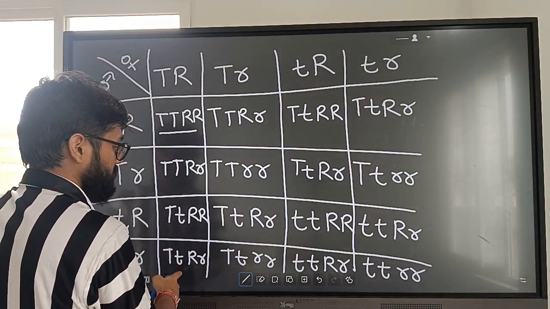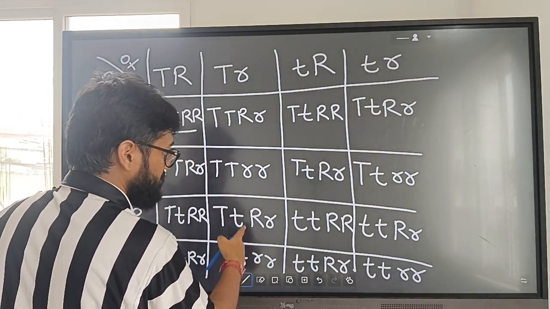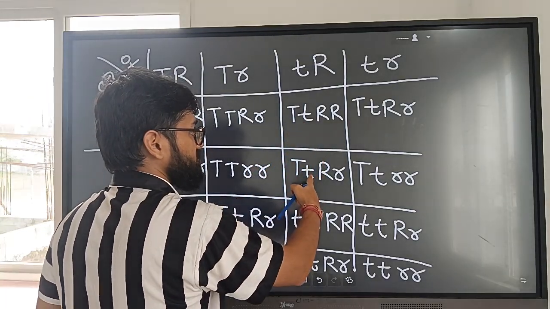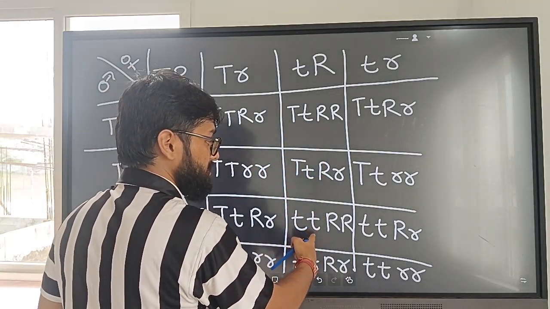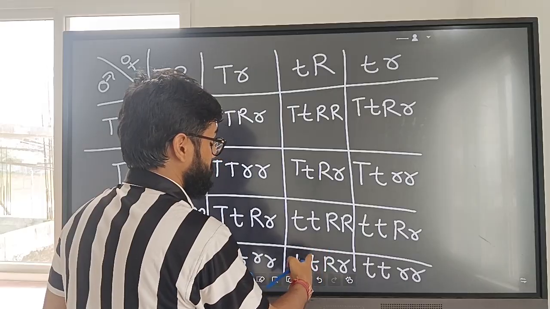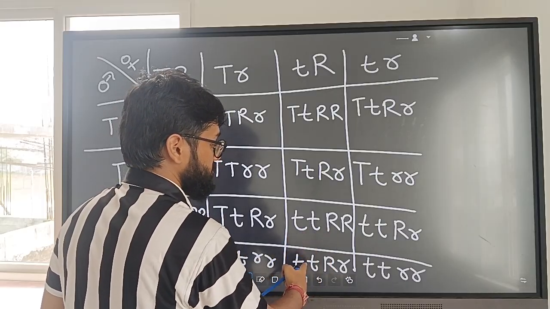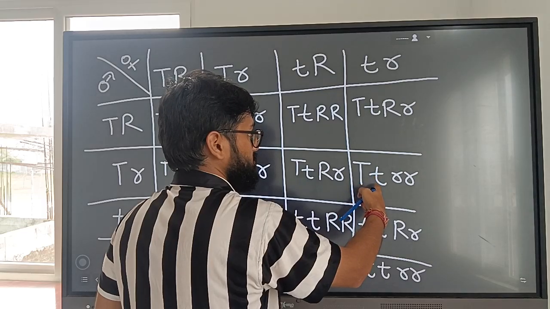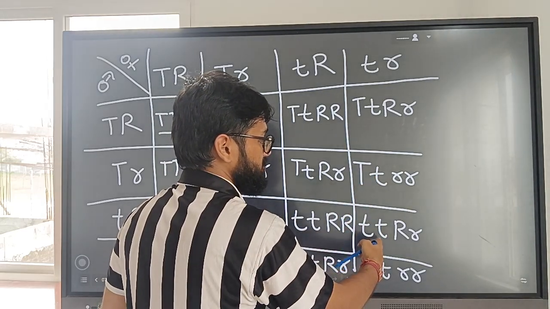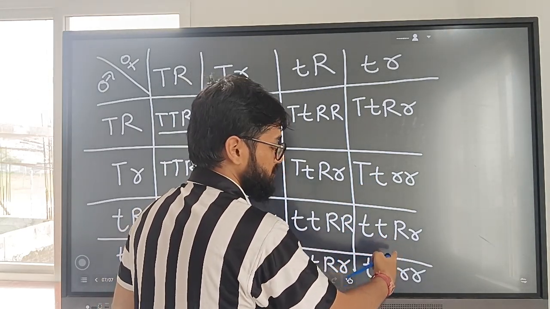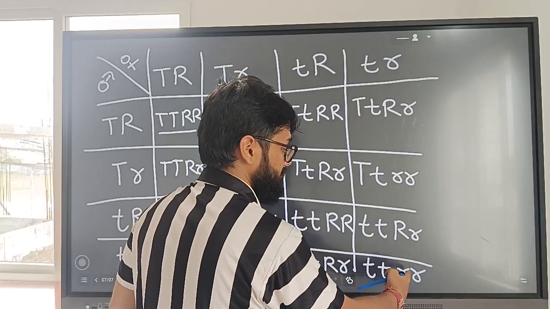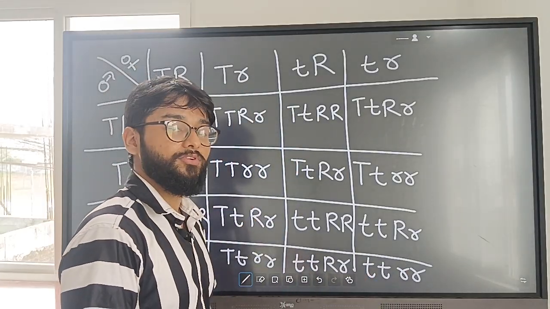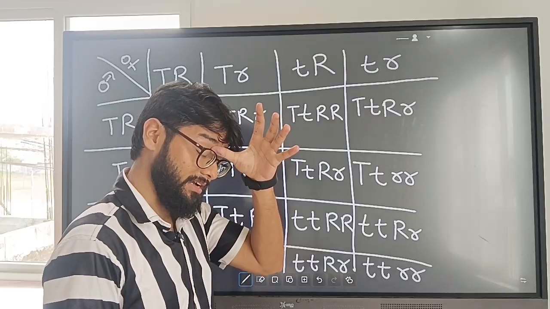round, this is tall and round, this is tall and wrinkled, this is tall and round, this is tall and round, this is tall and round, this is wrinkled and round, this is dwarf and round, this is dwarf and round. This is tall and round, this is again tall and wrinkled, this is dwarf and round, this is dwarf and wrinkled. These are the 16 possible combinations that you can achieve.